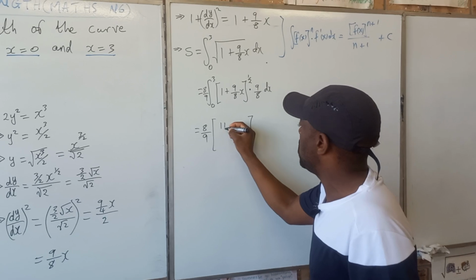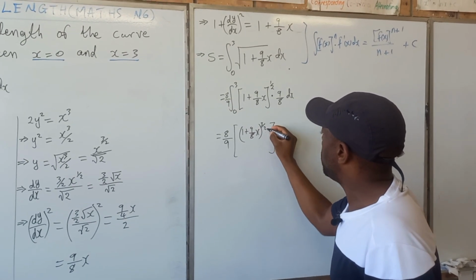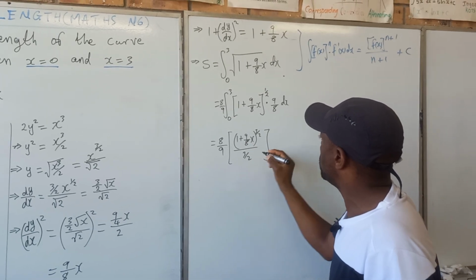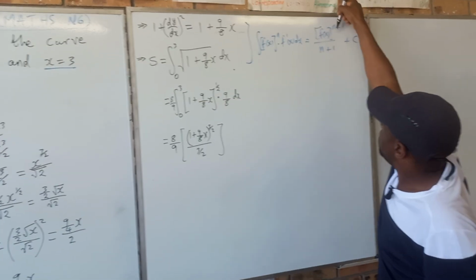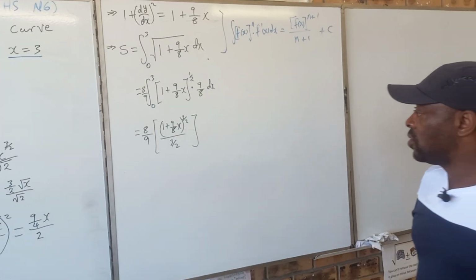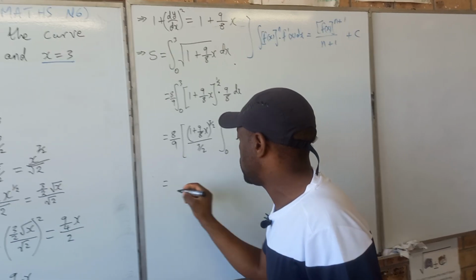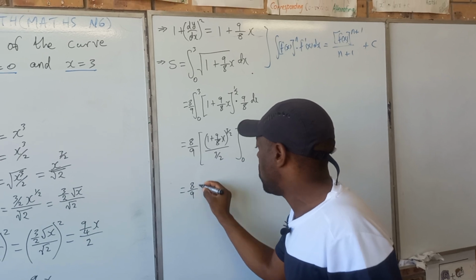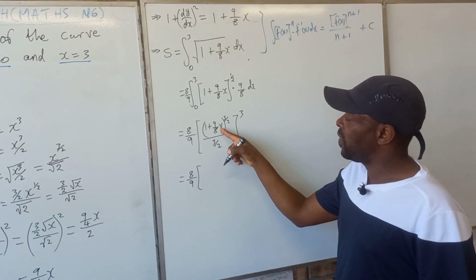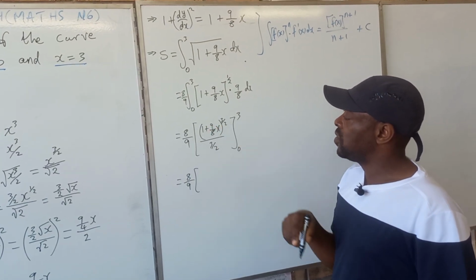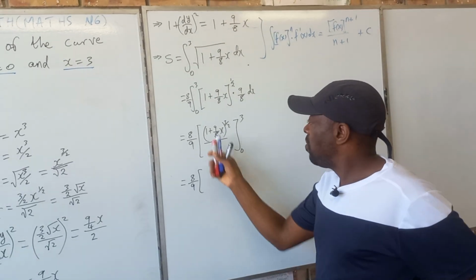And that was 1 plus 9 over 8x, all this to the power 3 over 2 divided by 3 over 2. 3 over 2 because that power has to increase, as you see. From n, we have to go to n plus 1. So that is it from 0 to 3. Then now we substitute our limit, starting from the upper limit. If you put the upper limit there, if you put 3 there, you have 9 times 3 is 27 over 8. Then you need to take 27 over 8 plus 1.